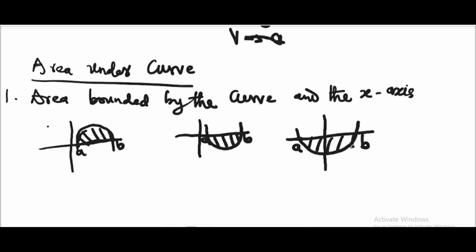Okay, so now for the second one, what's the difference? The difference is that we'll have minus the integral because it is below the what? The x-axis. For this one, it is still the same minus. I hope you understand the interpretation.